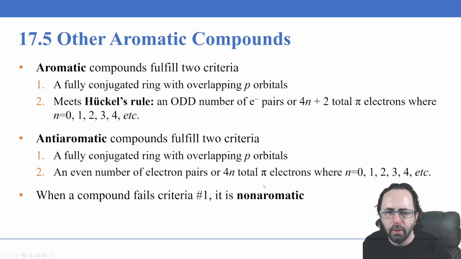So let's start to analyze other compounds and determine if they're aromatic or not. Remember that aromatic compounds will have a fully conjugated ring with overlapping p orbitals and will meet Hückel's rule, meaning they have an odd number of electron pairs, or 4n plus 2 total pi electrons. Anti-aromatic compounds will fulfill two criteria. They will have fully conjugated overlapping p orbitals. If they don't have that, they're considered neither aromatic nor anti-aromatic. They will also have an even number of electron pairs, or 4n total pi electrons. When a compound fails criterion 1, again, it is called non-aromatic. It's neither aromatic nor anti-aromatic.